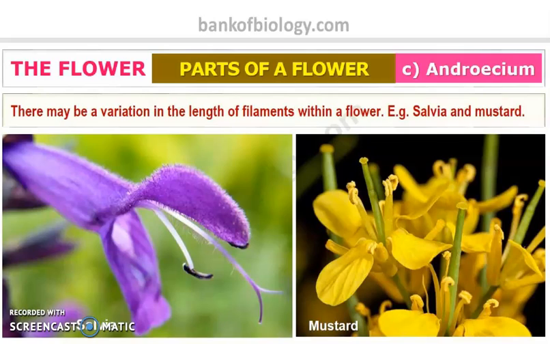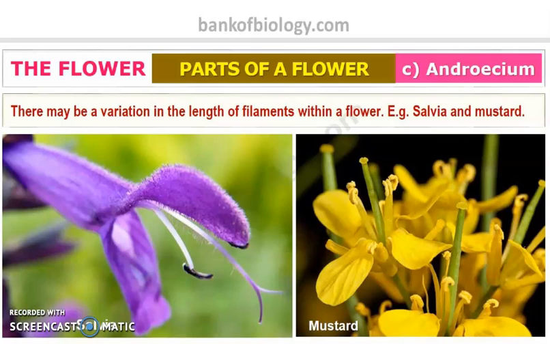androecium, children. The variation in the length of the filament. So in all the flowers, the length of the filament will differ. It is not the same in all flowers. So there may be variation in the length of filaments within a flower. Within the flowers, we can say that there will be variation in the length of the filament. Example is salvia and mustard, right?